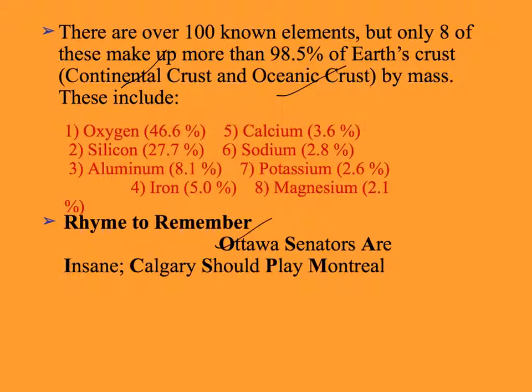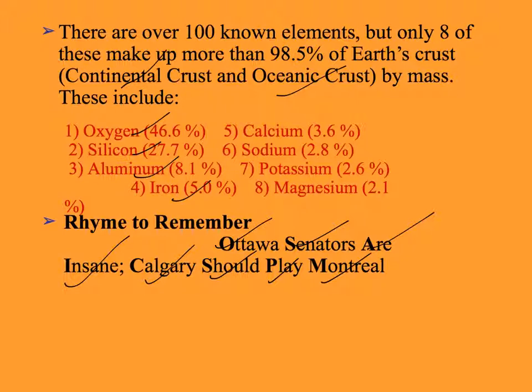So Ottawa stands for oxygen, Senators stands for silicon, Are stands for aluminum, Insane stands for iron, Calgary stands for calcium, Should stands for sodium, Play stands for potassium, and Montreal stands for magnesium. And so these are the percentages of each one as well. So as you can see, 46.6% oxygen, 27.7% silicon, 8.1% aluminum, and 5.0% iron.